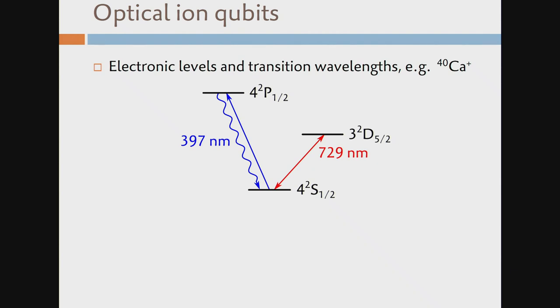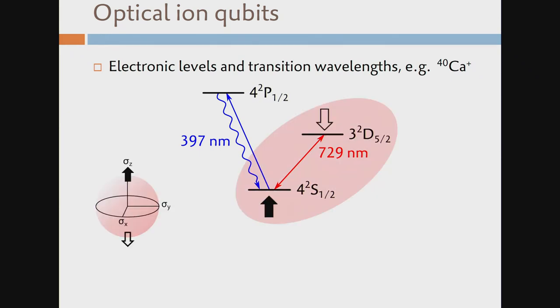Now, let me illustrate, once we have the ions, how we encode information in them. I will take the particular example of the calcium 40 ion, my favorite ion, but pretty much the same ideas apply to any atomic species. So in this ion, we have a pretty simple electronic structure, at least the relevant levels. So this is the ground state. This can be excited on an optical transition at 729 nanometers to the D state, and this transition has a natural lifetime of about 1 second.